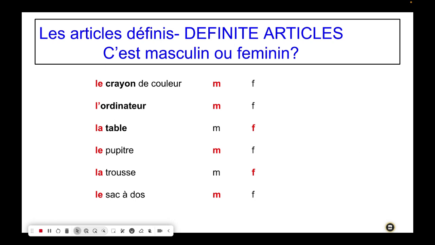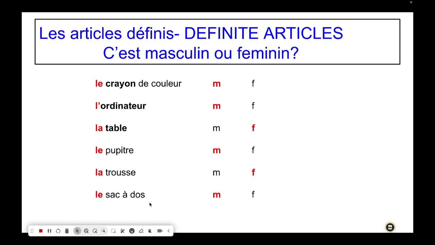It starts with the vowel O and it is masculine, but as I said, it doesn't matter since it starts with the vowel O, we will have to put the L with the apostrophe. La table, table, is feminine because it has la, the table. Le pupitre is the student's desk. It is masculine because it has le. And then la trousse is the pencil pouch. It is feminine because it has la trousse.